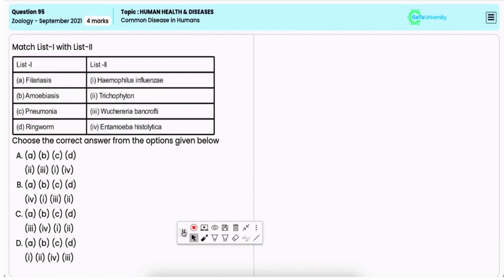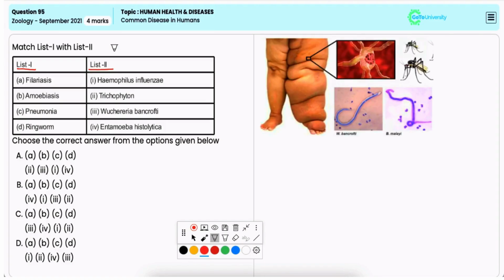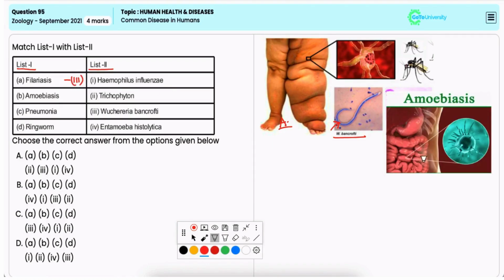In this question, you have to match the diseases given in list 1 to the respective causative agent given in list 2. A, filariasis, arises from infection by Wuchereria bancrofti, a nematode worm. Thus, A matches with 3. Now, amoebiasis or amoebic dysentery results from Entamoeba histolytica, a protozoan parasite affecting the human large intestine. Thus, B matches with 4.